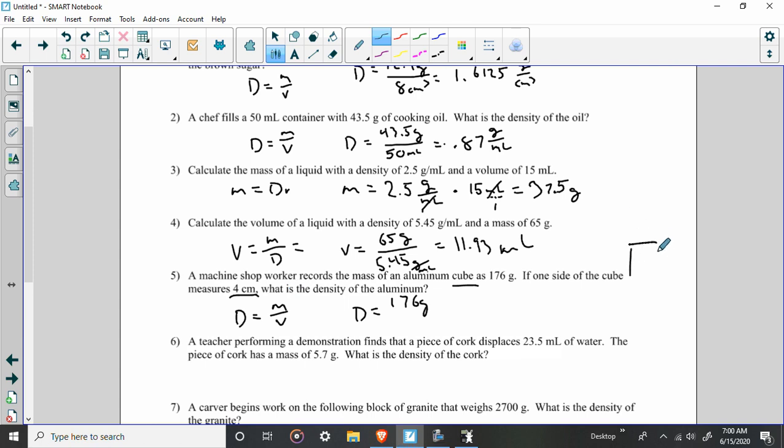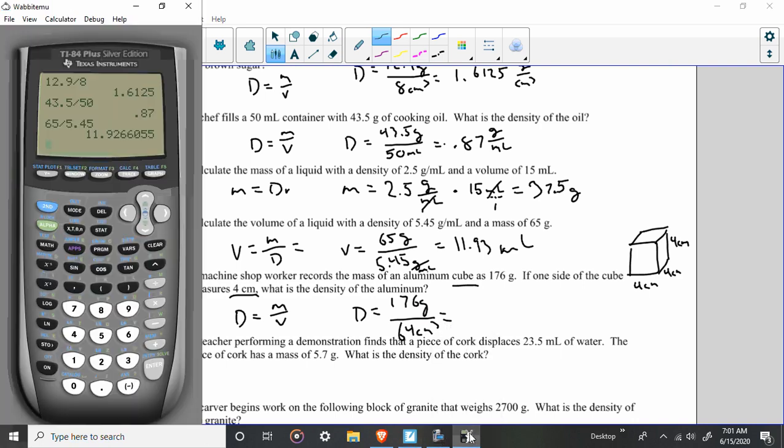So that's a cube, right? All the same dimensions. 4 centimeters times 4 centimeters times 4 centimeters, right? Length times width times height. 4 times 4 is 16. 16 times 4 is going to be 64. Okay, so yeah, you are going to have to do a little bit of calculations. And again, what do we got? 176 divided by 64 is going to be 2.75.